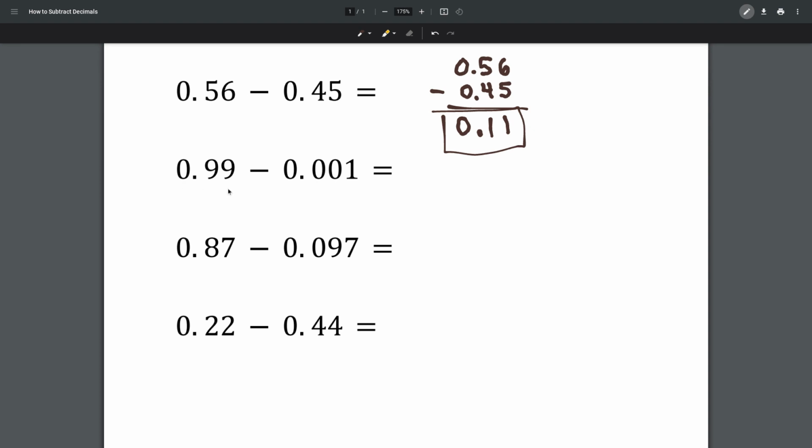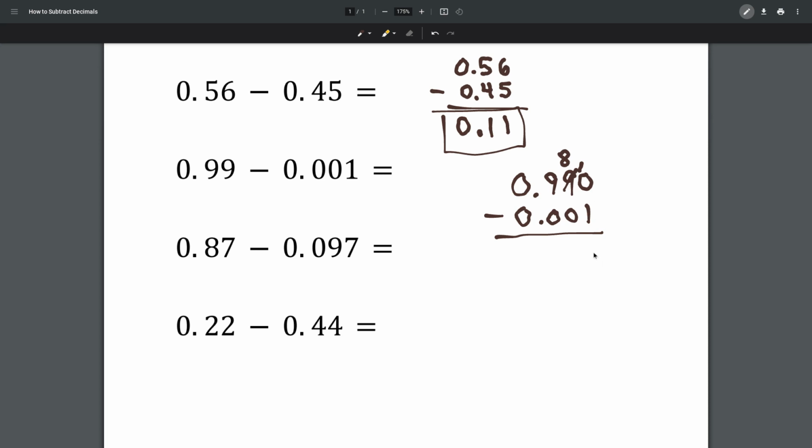Next one, we have 0.99 minus 0.001. Okay, so start by lining up with the decimal point. So 0.99 minus 0.001. Add a 0 here, so we have the same number of places after the decimal point. Okay, so we can't do 0 minus 1 right away. We have to borrow from the 9, so we're going to write an 8 here, put a 1 here.